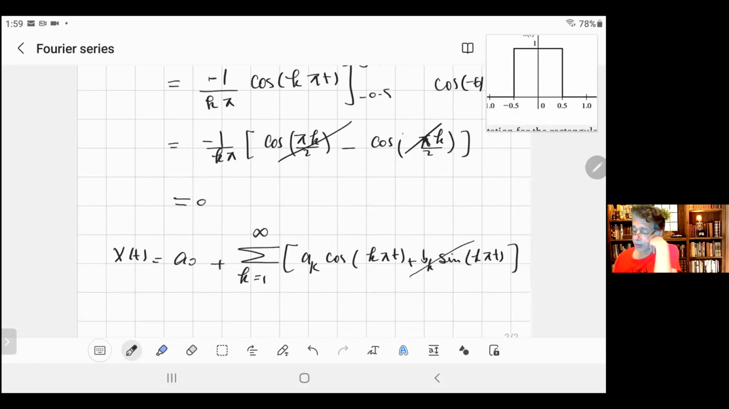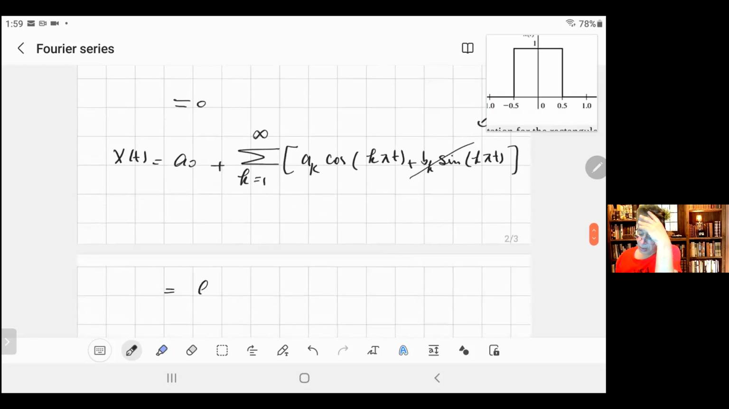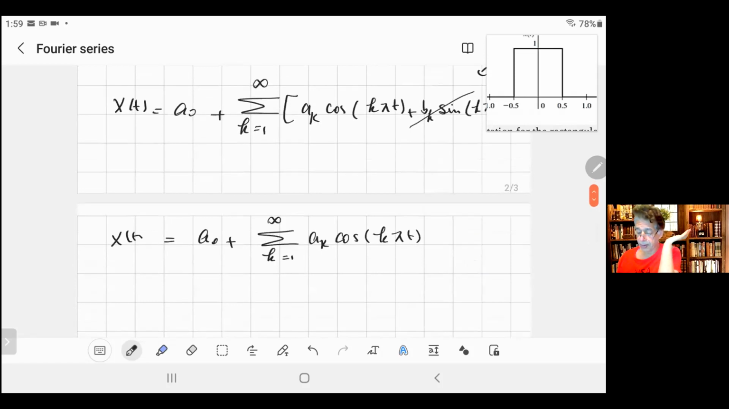Now we found that bk is equal to 0. Once it's equal to 0, it'll be just simple: x of t is equal to a naught plus sigma k from 1 to infinity of ak cosine k pi t. That will be the expression for x of t.